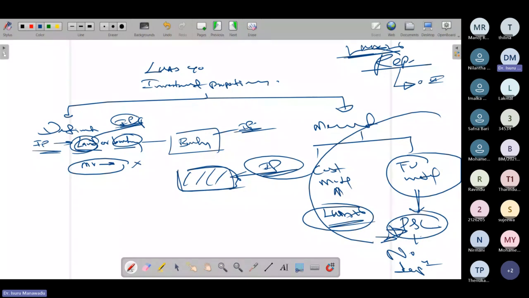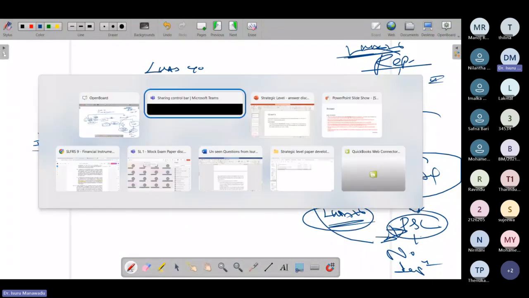As per LKAS 40, the definition is very, very important. You should identify what are investment properties and what are not. If it is an IP, the measurement is either the cost model or the fair value model. With this small description, we can go to the question now.